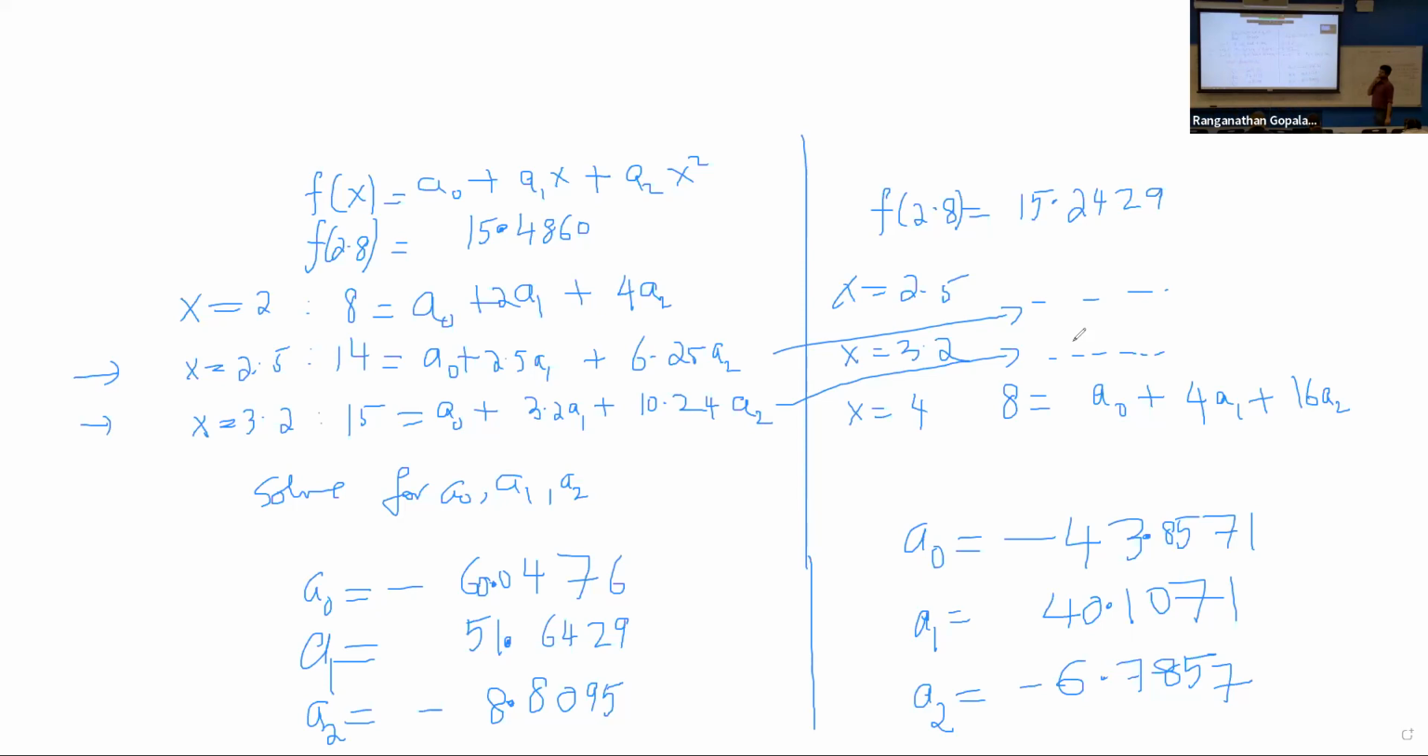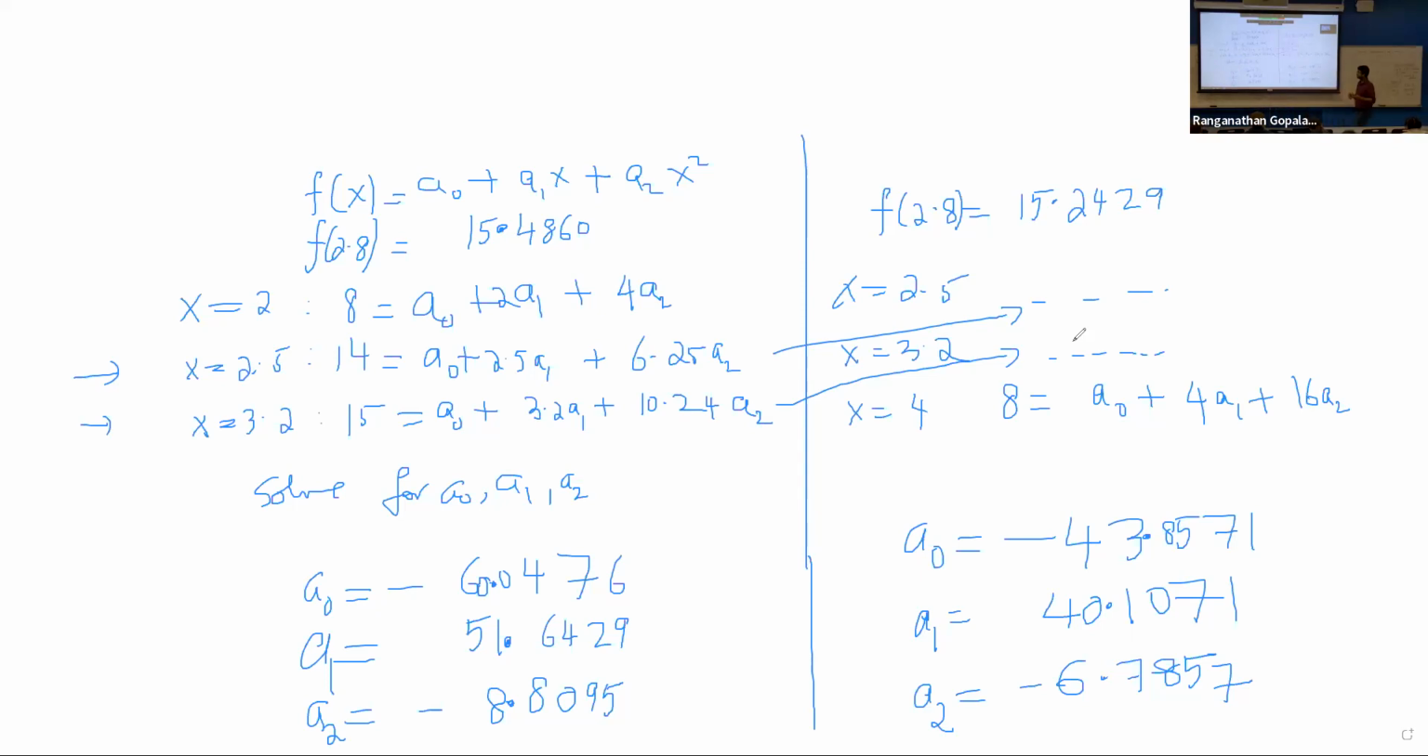So to summarize, what have we done so far? We were presented a table of data. We wanted to get the function value at 2.8, which was not part of the data. 2.8 can be thought of as between 2 and 3.2 in this second interval, or it can also be thought of as between 2.5 and 3.2 in the first interval.